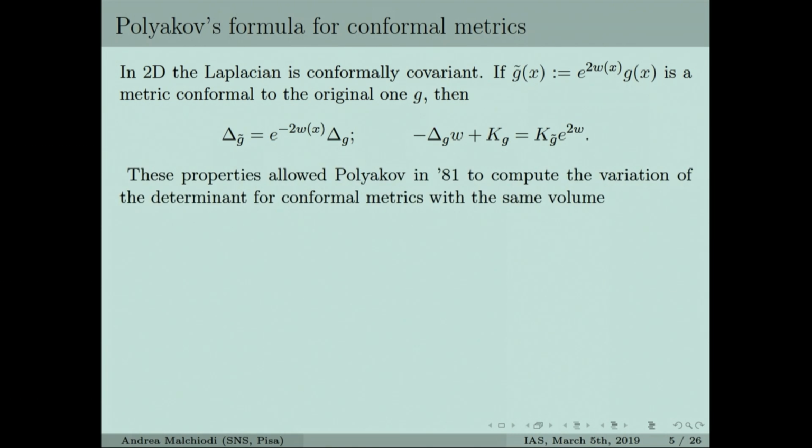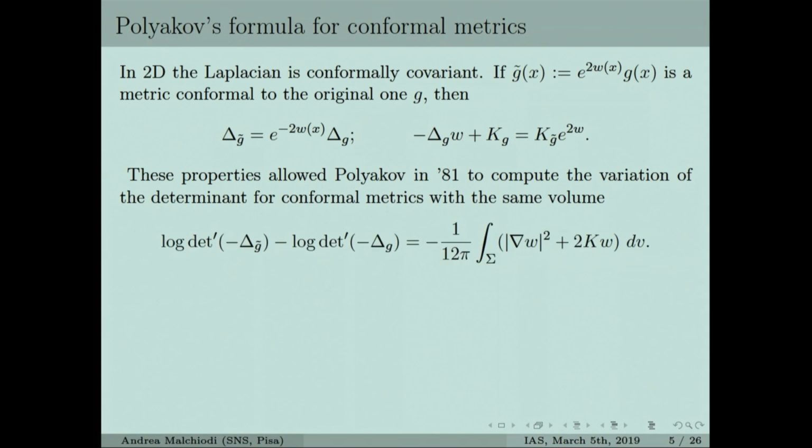property allowed Polyakov in the 80s to compute the variation of the determinants with respect to metrics with the same volume. So basically, you can compute the derivative of the determinant with respect to a conformal variation of the metric, and then you integrate to reach every element in the conformal class. So he proved the following formula for the difference of logs of determinants.